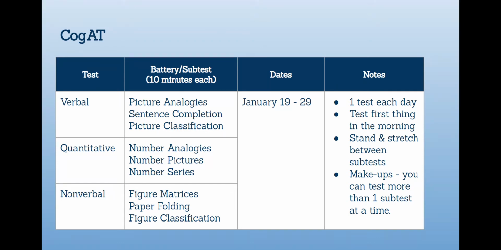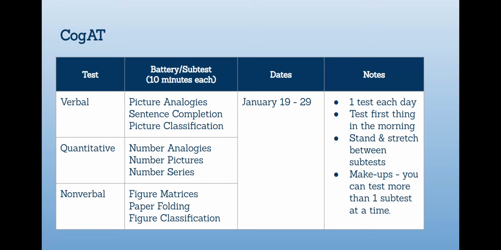The CogAT is made up of 3 batteries: verbal, quantitative, and nonverbal. Each of those batteries has 3 smaller subtests to them. Each subtest is about 10 minutes long, 15 once you consider directions and samples and so on. We recommend that you give 1 battery each day.